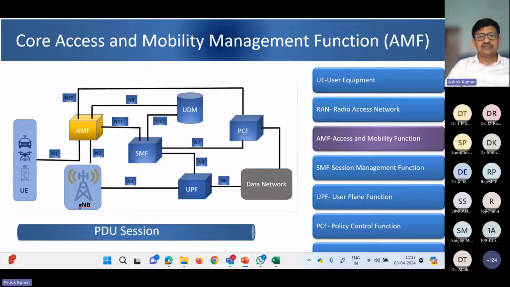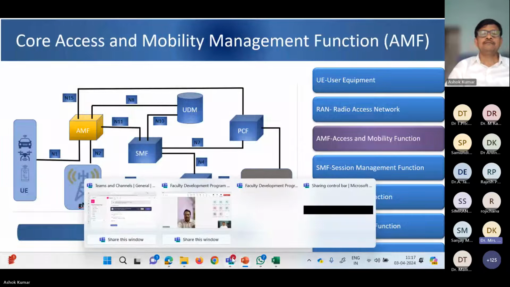Any question till now before I proceed further? You can say yes or no, or please proceed. Hello, sir. Yeah. Sir, are you just now explaining the start of conversation with the core network?